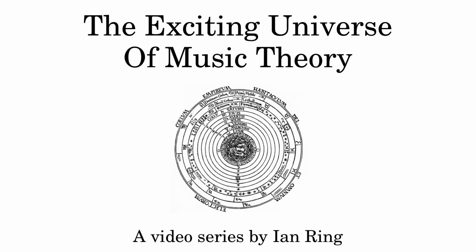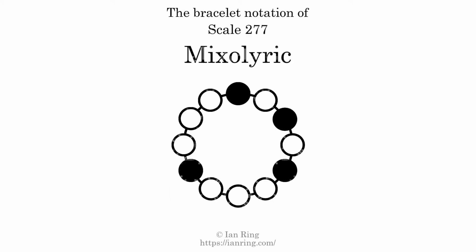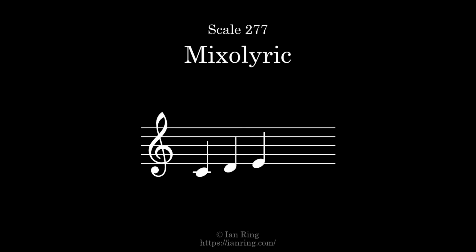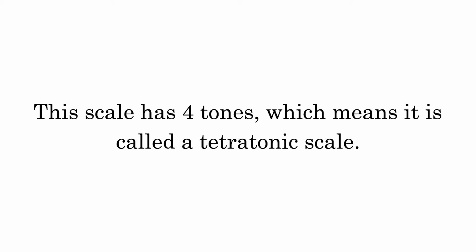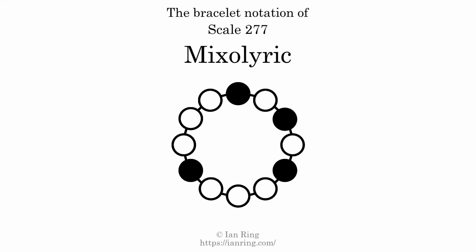Then let's begin. Today we will talk about Scale 277, Mixolyric, which sounds like this. This scale has 4 tones, which means it is called a tetratonic scale. This is a bracelet notation diagram of scale 277. The shaded circles represent tones that appear in the scale, and they are read clockwise, starting at the top.